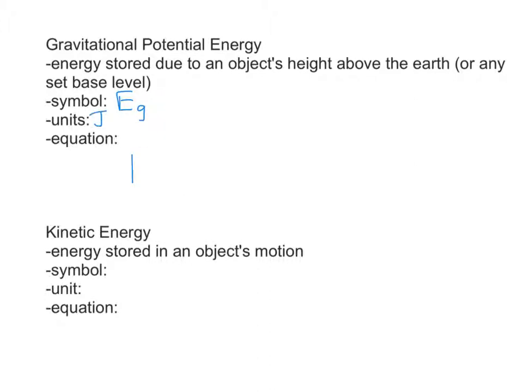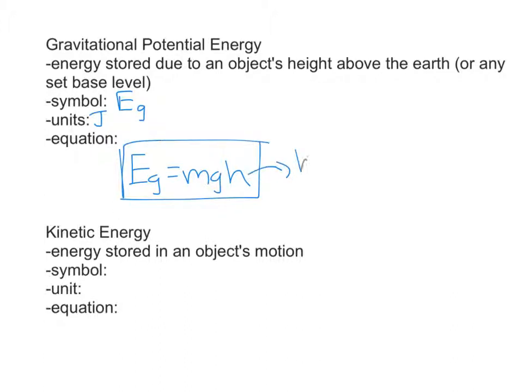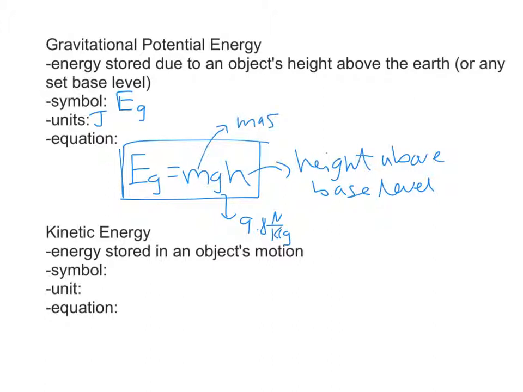And the equation for gravitational potential energy, Eg equals mgh, where h is the height above the base level, g is our gravitational acceleration, or acceleration due to gravity, on Earth, 9.8 newtons per kilogram, or meters per second squared. And m is your mass. Eg is this gravitational potential energy. Fairly straightforward equation.